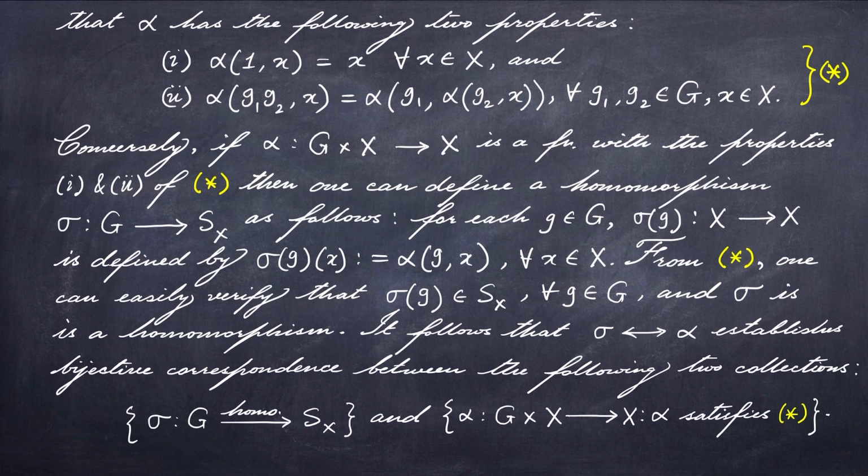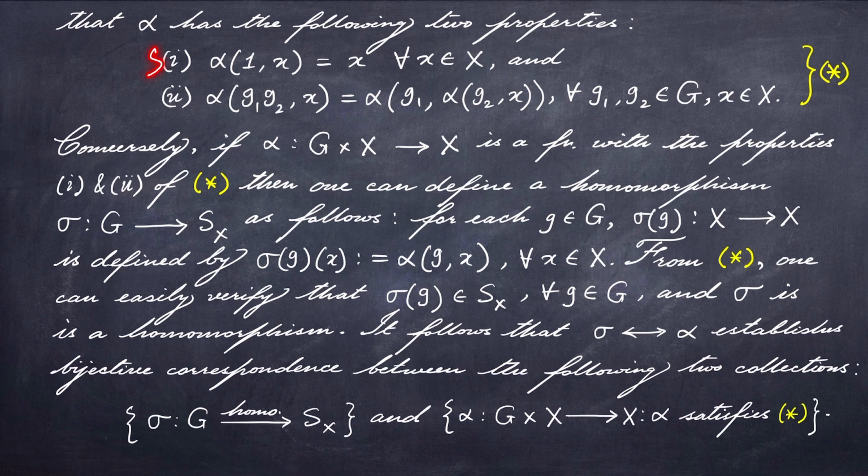Then we see that we can indeed define a homomorphism sigma from G to S_X in the following manner. For each group element g, we define the map sigma g such that for each x, sigma g sends x to alpha of (g, x). It is a routine verification that sigma g defined in this manner is indeed a one-to-one map from X to X. That's actually clear because you can immediately verify using these two properties that the inverse of this map sigma g is sigma of g inverse. Thus we see that sigma g is indeed a symmetry of the set X.